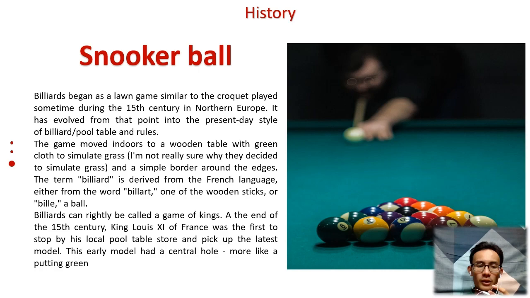or bill, a ball. Billiard can rightly be called a game of kings, and at the end of the 15th century, King Louis IV of France was the first to stop by his local pool table store and pick up the latest model. This yellow model had a central hole, more like a putting green.